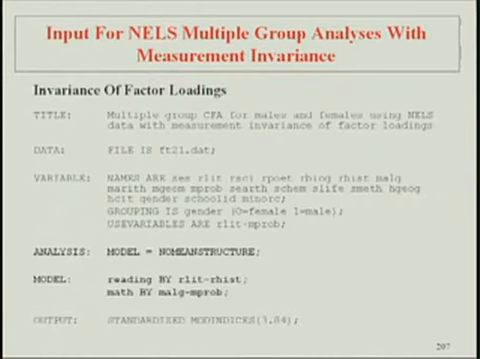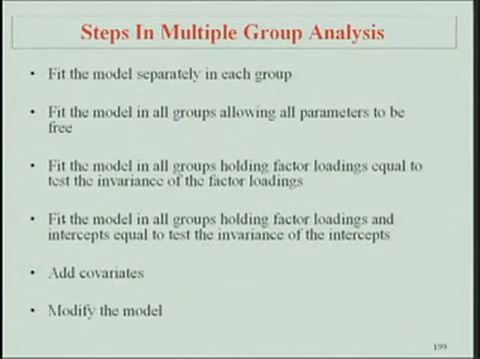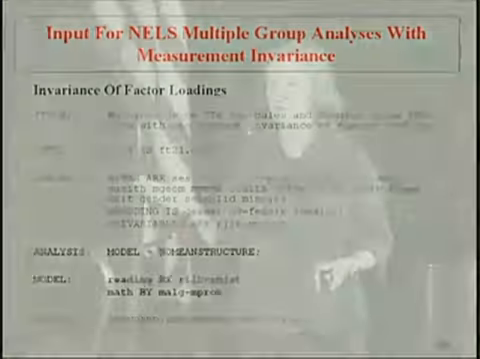There's a lot to multiple group analysis. Okay, so then we want to fit the model in all groups holding the factor loadings equal. So now we want to hold them equal. So all we have to do is go back to the original model, the default model, because that is the model that holds them equal. Now here's a new version 5 option, model equals no mean structure. So we're only going to be testing the factor loadings here, so we're not going to have mean structure in the model. That used to be the default in Mplus.